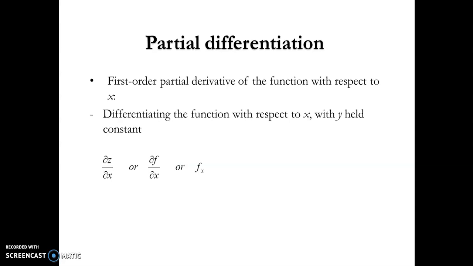The notation for your partial derivative of the function is given by these curly d's. So the partial derivative of a function with respect to x holding y constant can be written as partial dz by dx, or partial df by dx, or with the subscript x. All this notation is telling me that I'm getting the first order partial derivative of a function f with respect to x, but I'm holding y constant. We will see in a moment how this is applied.